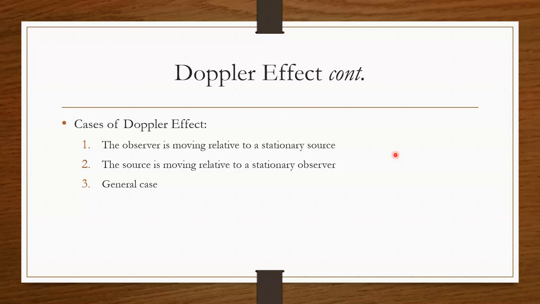The Doppler effect is divided into three cases. The first case is when the observer is moving relative to a stationary source. The second is when the source is moving relative to a stationary observer. And last but not least is the general case.